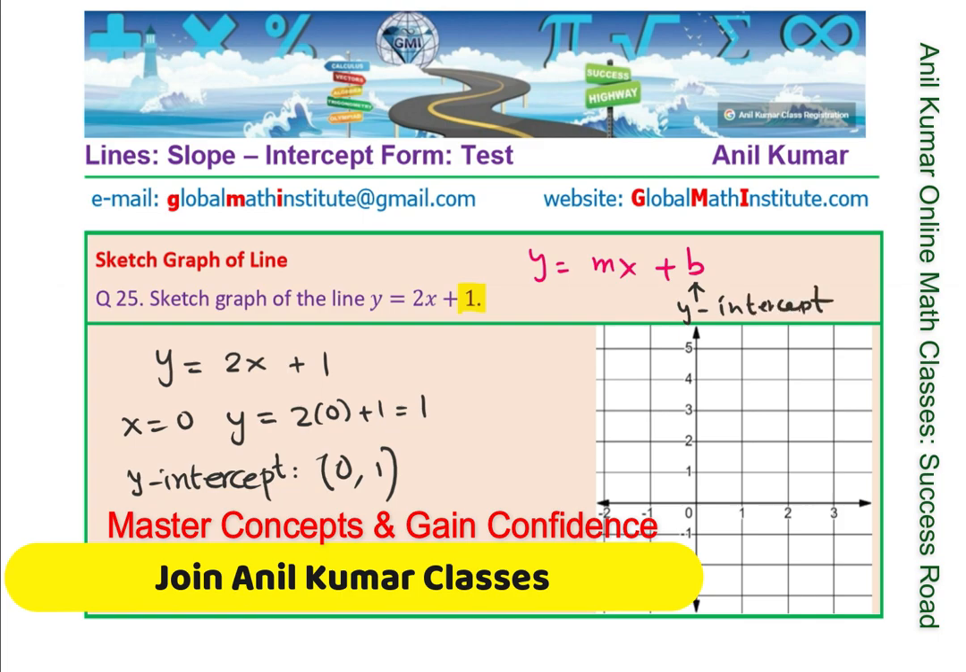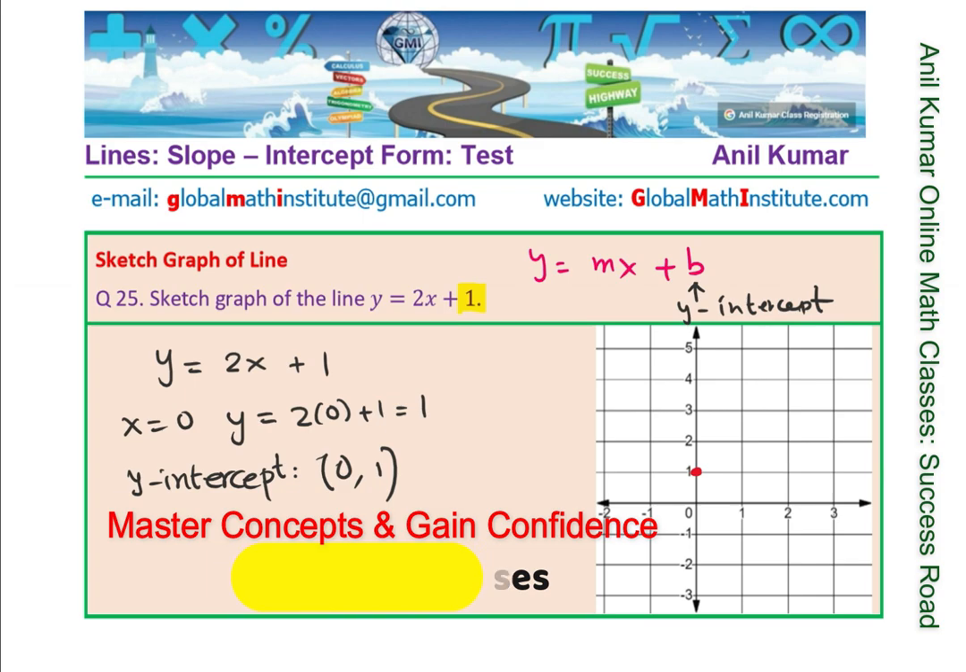So when this equation is given to plot the graph, we can definitely plot the y-intercept first, which is right there, (0, 1), right? So this is the value which is the y-intercept.